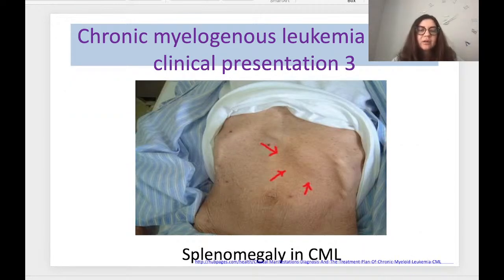Here you see a typical picture. You can see such a picture just in an asthenic, very slim patient, but here it is visible. You see in a lean asthenic patient splenomegaly, shown by arrows, which shows an enlarged spleen.